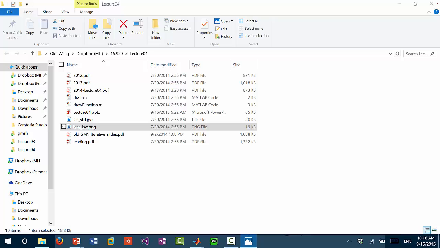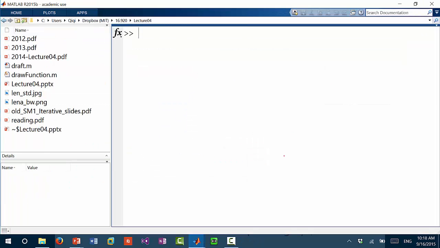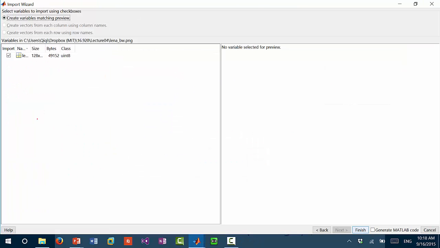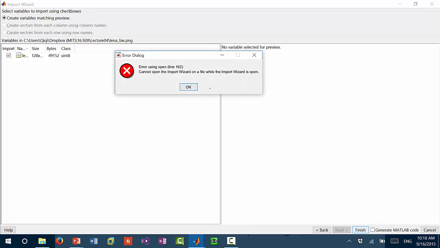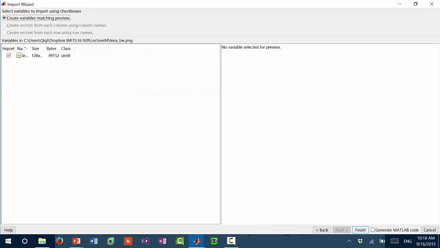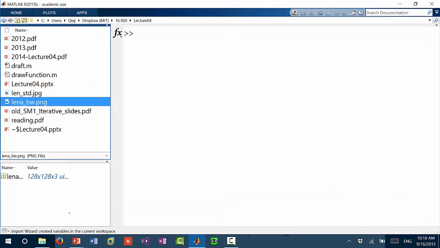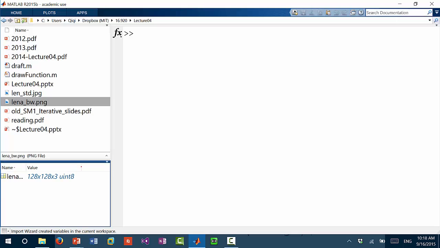Okay, let's load it in Matlab. Okay, that's fine. So we can see we're going to load it as Lenna BW. It's a size 128 by 128 by 3 matrix. 3 is because it has RGB. So we have this in our code.